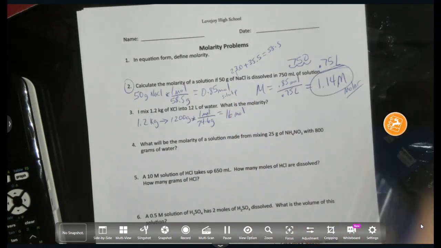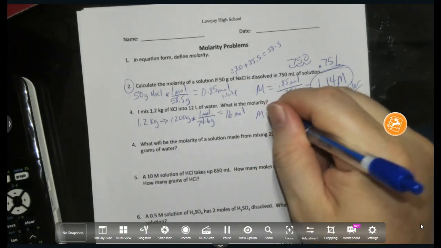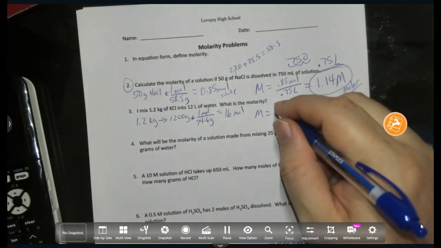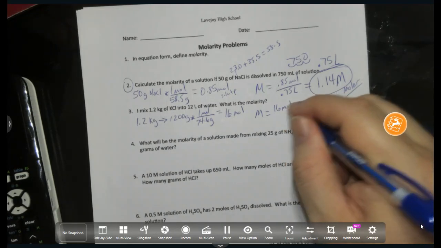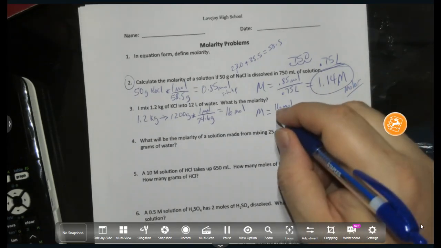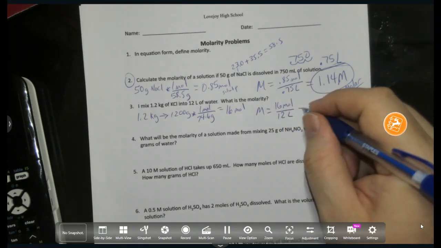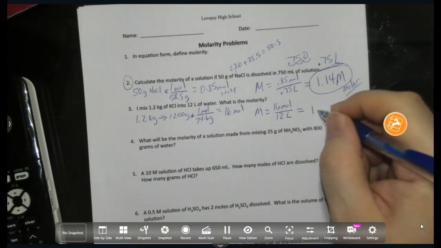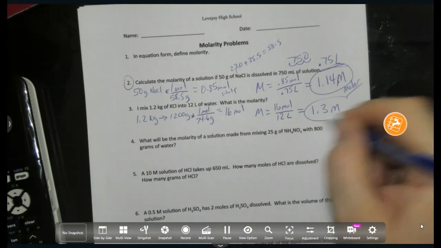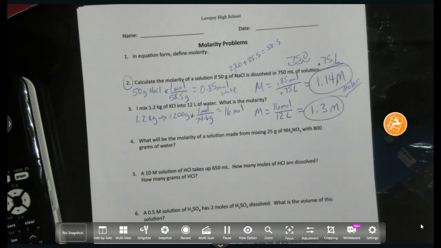Not 60, 16 moles. So the molarity here should be an easy calculation. 16 moles of solute, that's a lot, divided by 12 liters, which is also a lot. So that only comes down to 1.3 molar. Usually anything over 1 we would consider fairly concentrated.